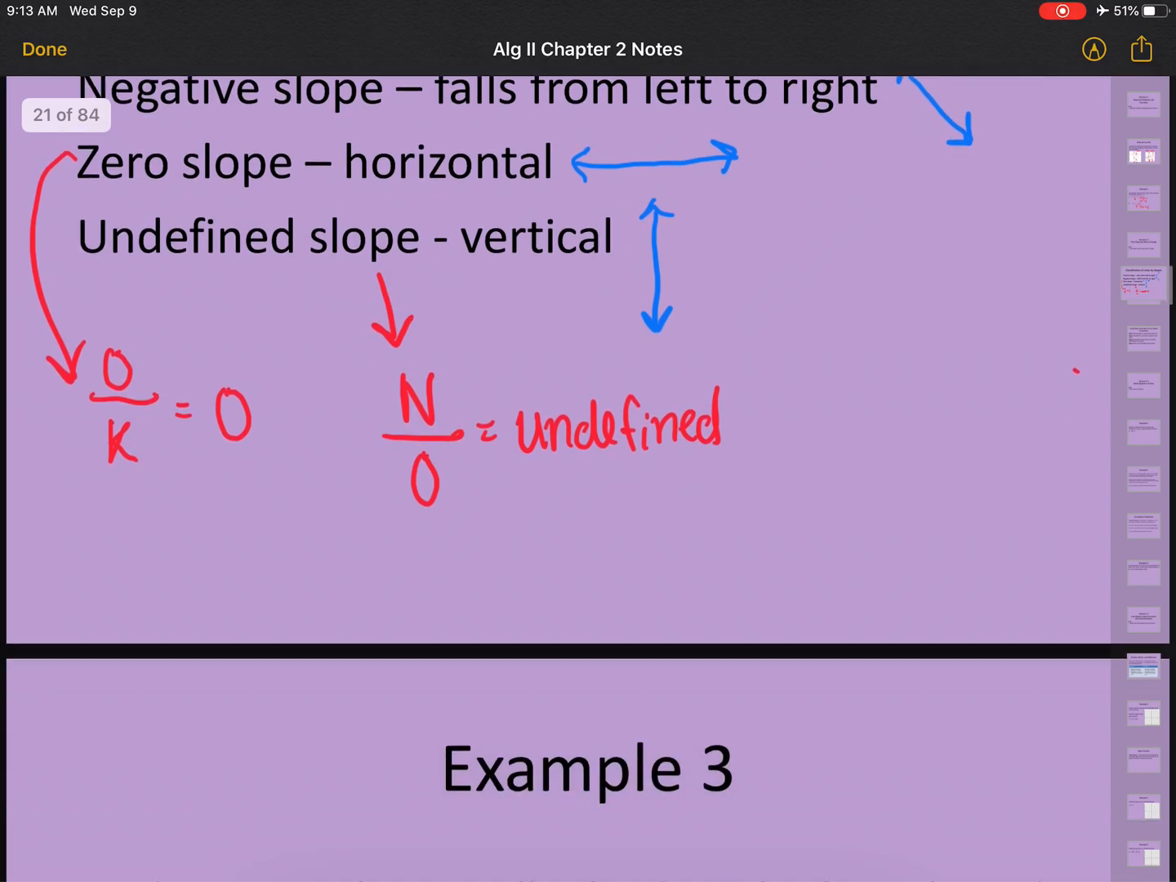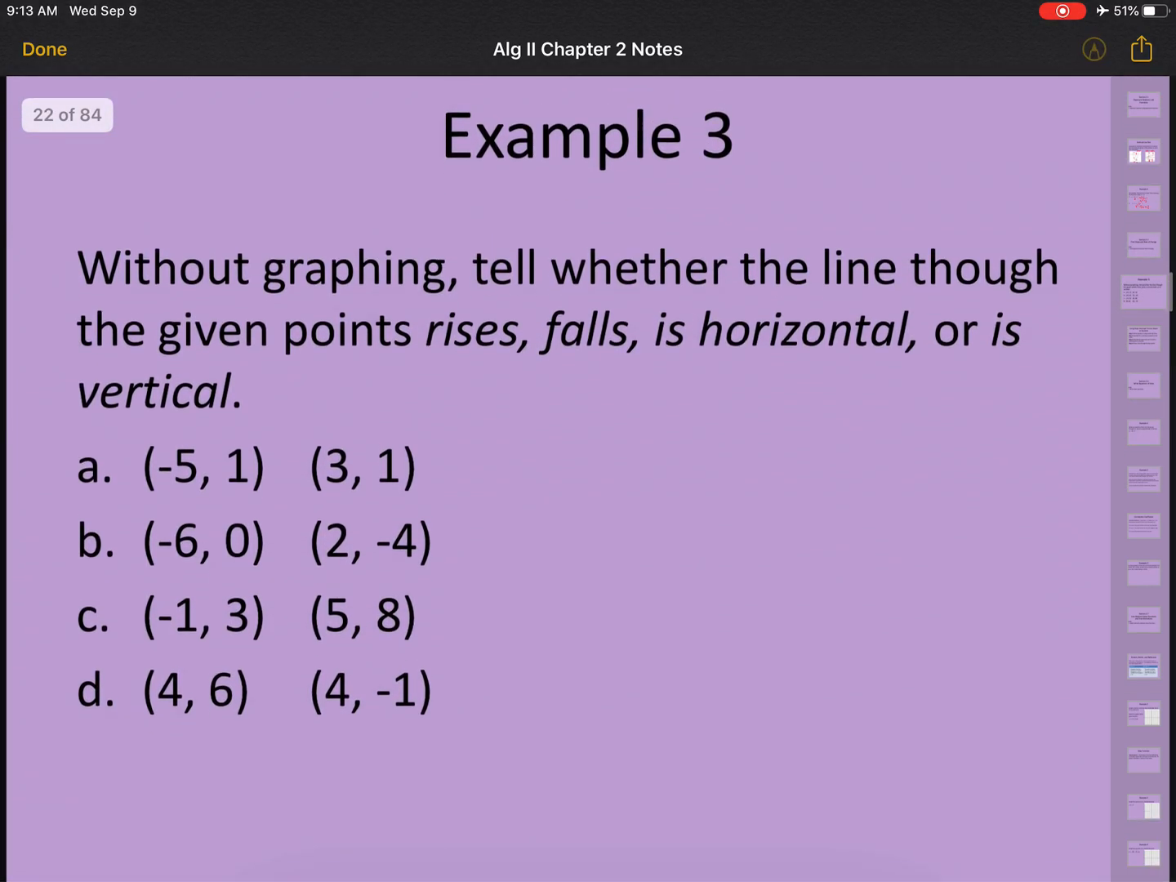That's a bad thing. So in example 3, we're going to see, okay, without graphing, tell whether the line through the given points rises, falls, is horizontal, or is vertical. So remember, you have the slope formula. So y2 minus y1 over x2 minus x1. And we're going to use that with each of these points. So in part A, well, slope, label your points.